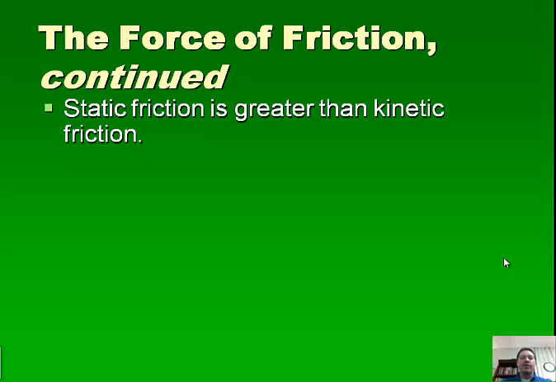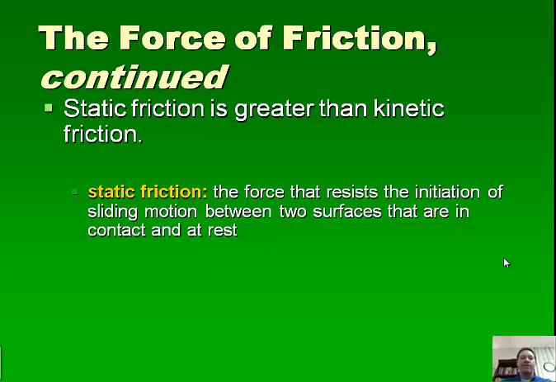So static friction is greater than kinetic friction. And static friction is the force that resists the initiation of sliding motion between two surfaces that are in contact and at rest. So basically, static friction is a friction of an object that is not moving. So static is non-moving friction. So a book sitting on a table not moving is an example of static friction.